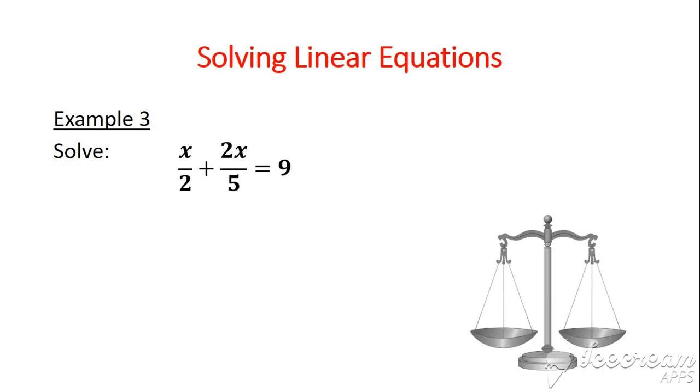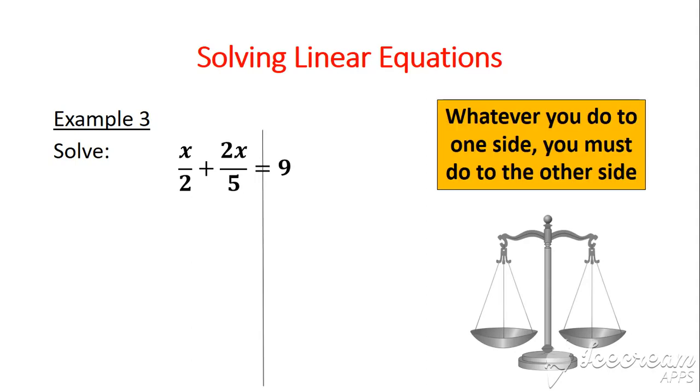Right, example 3. This is a bit of a killer. Let's solve x over 2 plus 2x over 5 is equal to 9. Now on the left-hand side, we've got fractions, and we need to combine them to make it a lot easier to solve. So go back and watch the videos on adding algebraic fractions if these next couple of steps are a bit rusty.